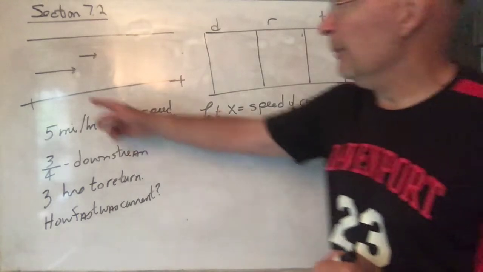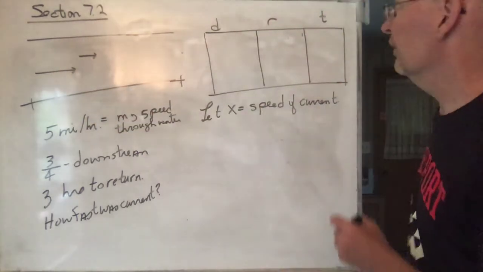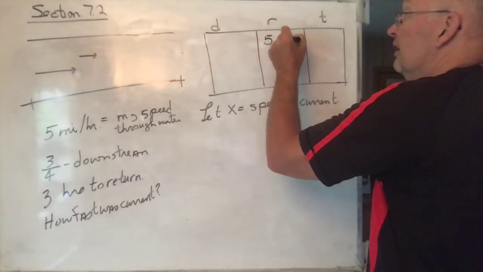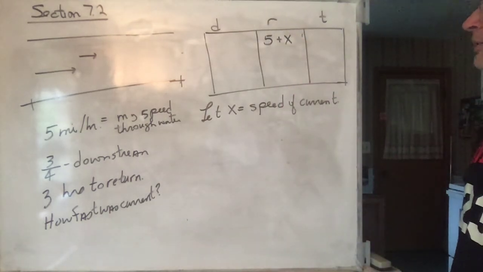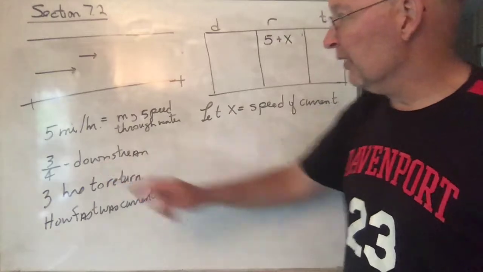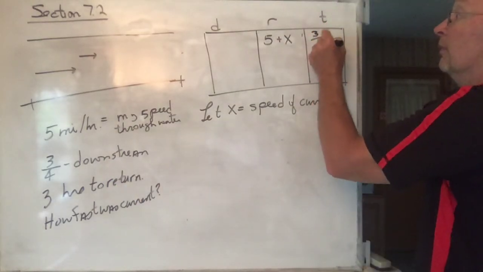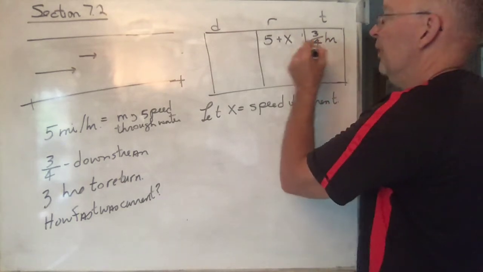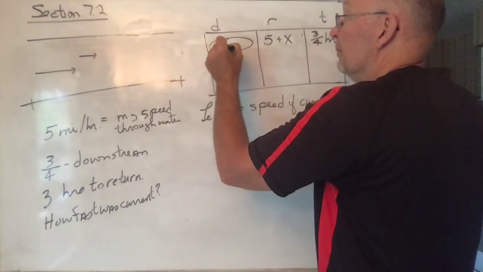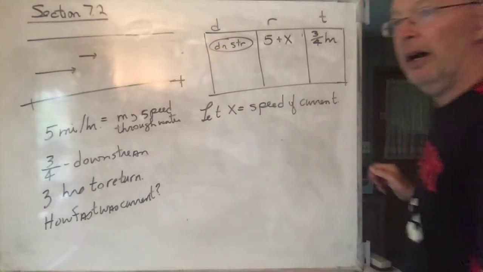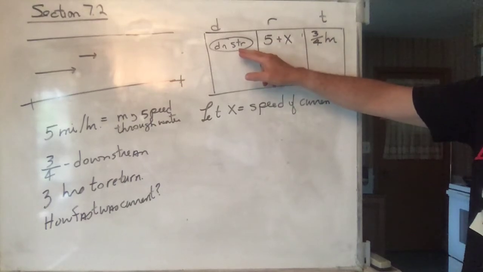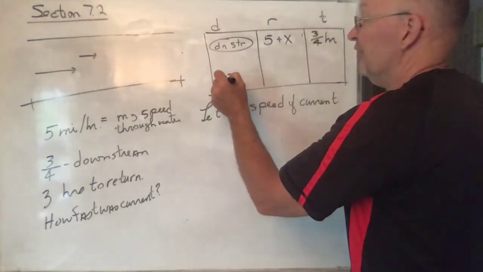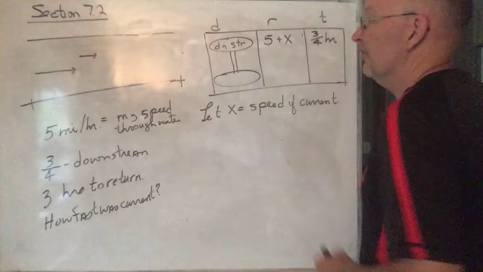So going downstream, I'm going at 5 miles an hour and the current is going whatever it is, and so my speed along the bank is going to be 5 plus x. Agreed? That's how fast I'm going downstream. And I go for 3/4 of an hour. That's my time. And so by the time I multiply this by this, that's how far I've gone downstream. Now, I don't even have to know what this is. All I have to know is that I have to return the same distance going upstream. So whatever this distance is, these two are the same.